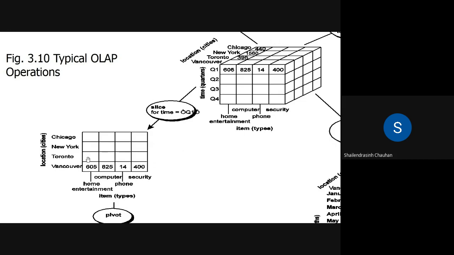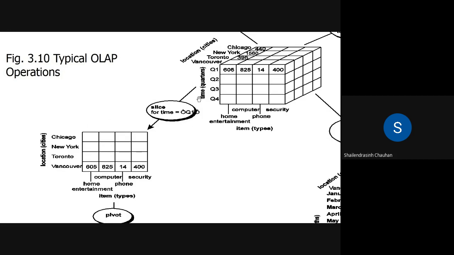Fine, you are here. You can have, let us say, 395, 1560, 440. Fine, so this slice you are having with respect to first quarter only. So in short, you can say that you will get all the data of first quarter from this keyword. All the data from first quarter for all the cities, all types of items.